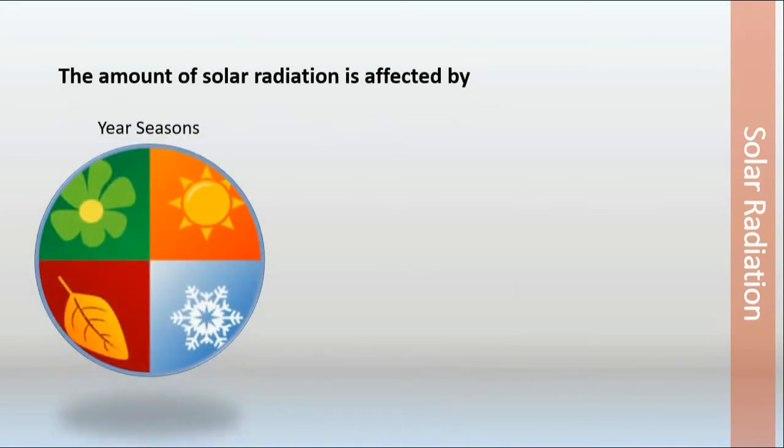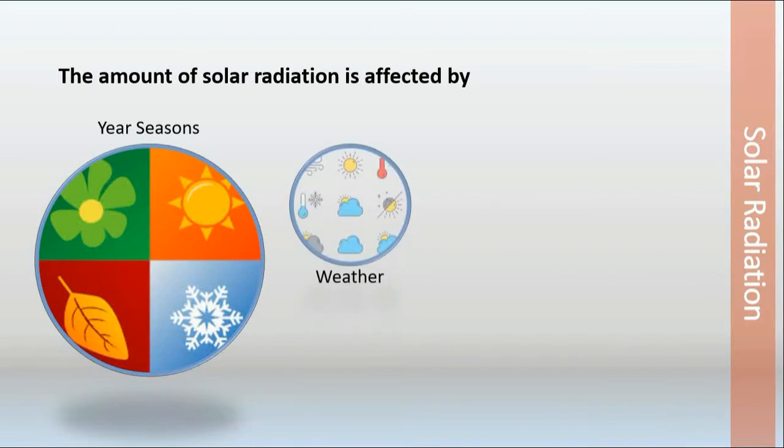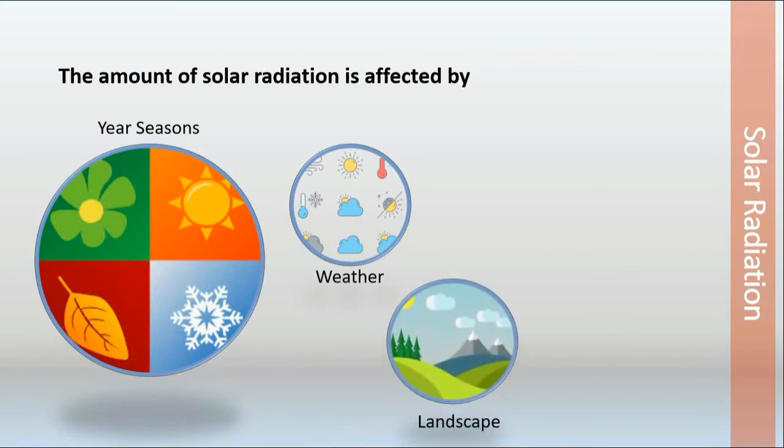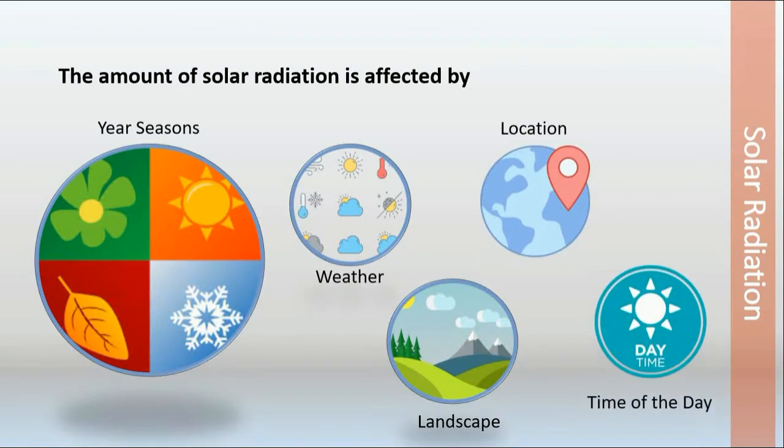The amount of solar radiation received on the earth is affected by many reasons. One of them is the year seasons, the weather condition, whether it is a sunny day or cloudy or partially sunny. Also the landscape, as we said, whether it's asphalt or a green area, or maybe an area with snow. Also the location of that particular place, and the time of the day, whether it's in the morning, evening or afternoon.